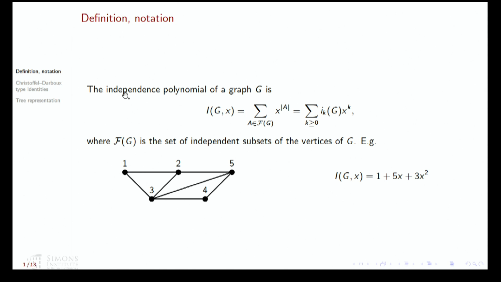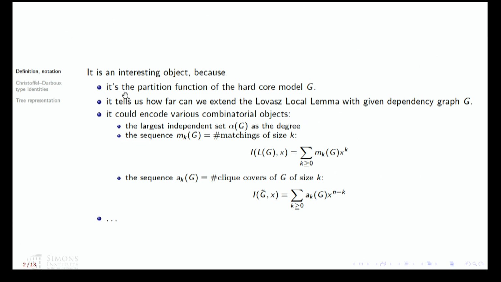Some motivations for the independence polynomial: basically we like it because it is the partition function of the hardcore model. We also like it because it helps us understand how far we can extend the Lovász Local Lemma while keeping the same dependency graph. Also, it can encode various combinatorial objects, for example the largest independent set, the largest matching in the graph, all the matchings of the graph, or all the clique coverings of the graph. All of these can be encoded as an independence polynomial.